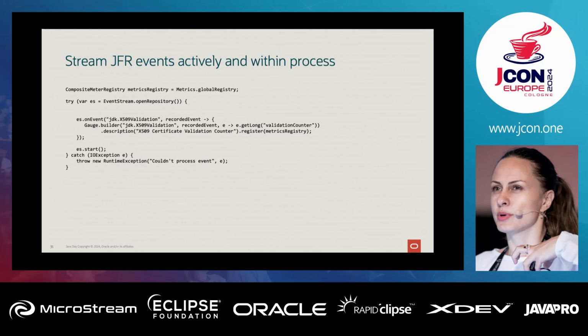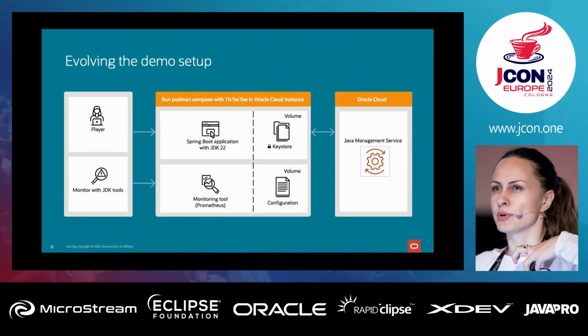So in the slide, you can see that once the repository of events is opened, when the event is emitted, it is recorded in a gauge and served further to a metric registry. A metric registry that can be taken over by Prometheus, for example. So the demo setup, what happened? It evolved. Since I'm using Docker Compose, I can always attach a Docker file that corresponds to Prometheus, configure it, and stream the application that I have to Prometheus elegantly. Everything being stored, every configuration being stored in volumes as earlier.